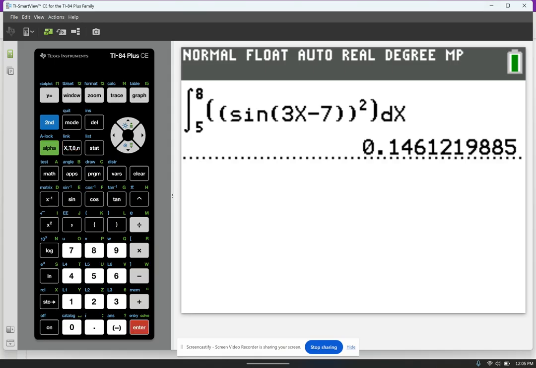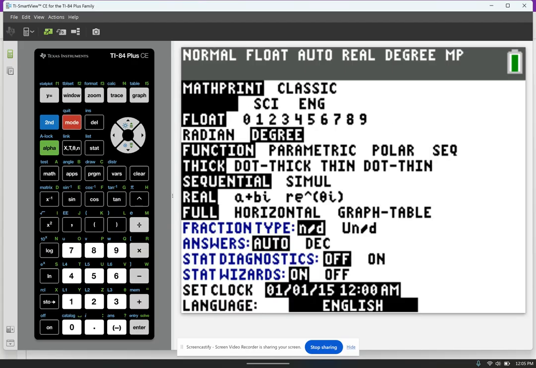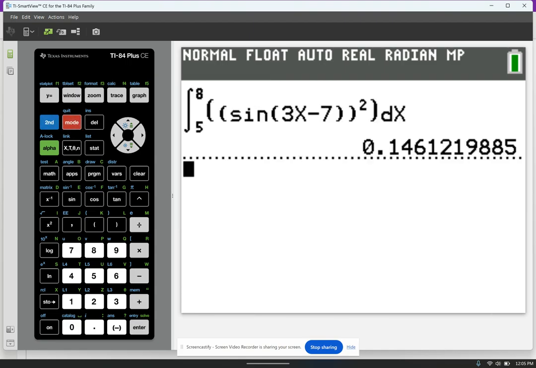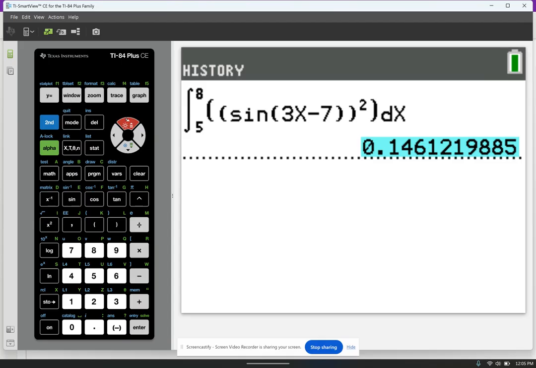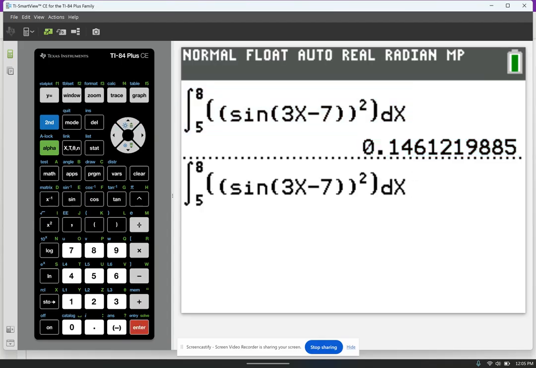Oh, I forgot to check something, and I can see right now that I made a mistake. When I pressed enter, the calculator evaluated this in terms of degrees. But remember that in calculus, all arbitrary functions are based off of radians. So I need to go back to mode and change it back to radian. And now, when I do the definite integral, I should get the correct answer. I'm going to go up, press enter, and this is the correct answer.